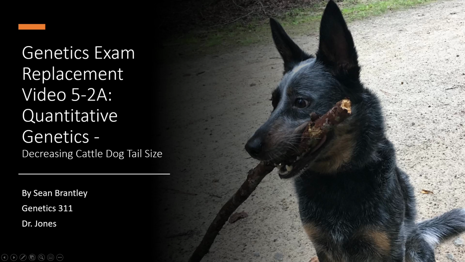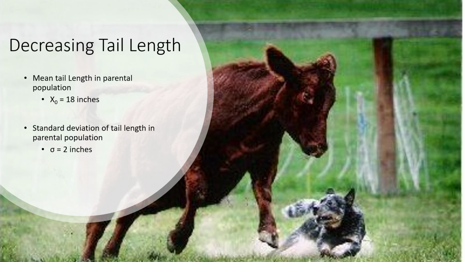Hello, this is my COVID-19 exam replacement video 5-2A Quantitative Genetics: Decreasing Cattle Dog Tail Size. The prompt required us to pick an organism with a trait that has phenotypical variation and show how breeding the fringe individuals will change the mean of this trait in future generations. Our target organism will be an Australian cattle dog, and the variable feature will be the tail length.